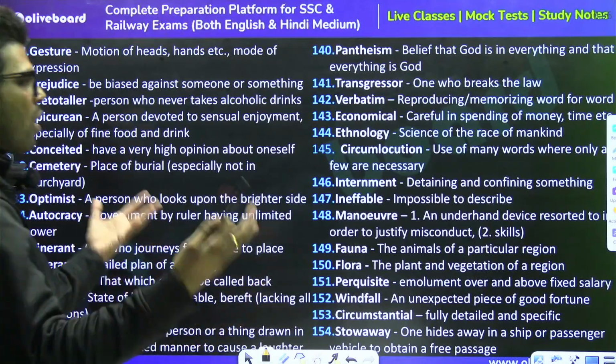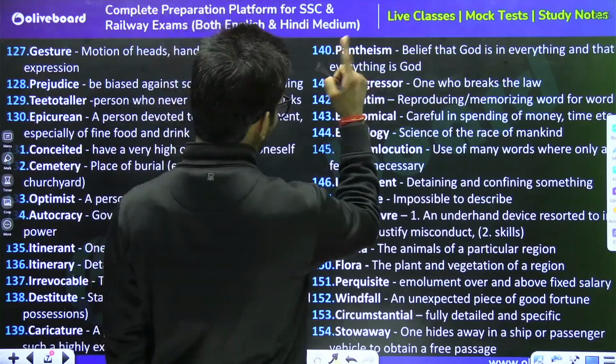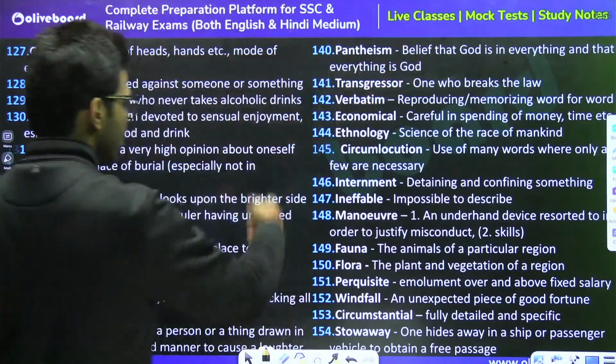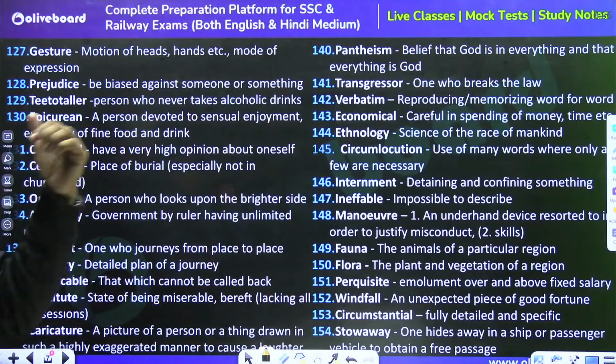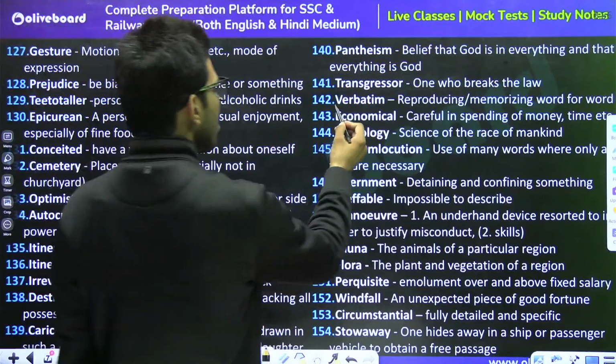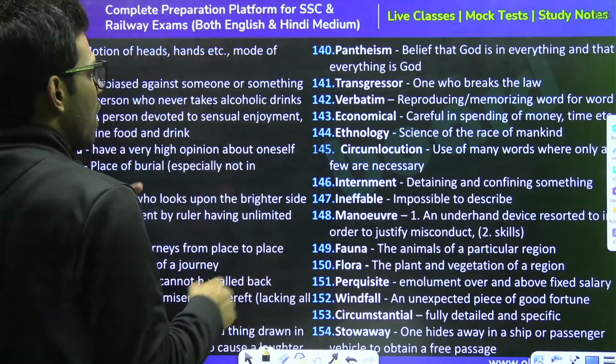Pantheism, everything is God and God is everything, that belief. Pan, all, once again, theism, the process. Transgressor, one who breaks the law. Verbatim, producing word for word.